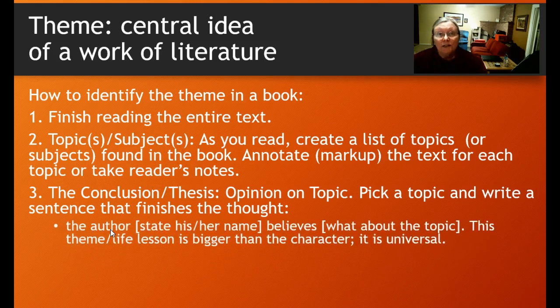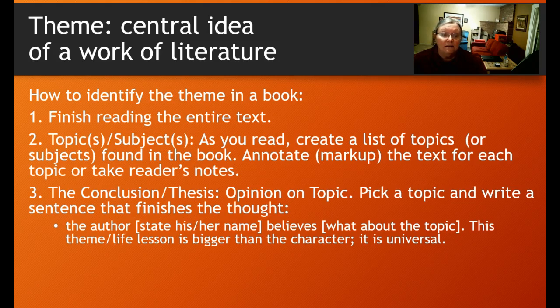So here you're trying to do this. You're trying to say the author, and you put their name in there, believes, and then what about the topic. So Tara Westover believes what about estrangement? And this is something we'll discuss. This is something that you need to think about. I don't want to give you the answer.